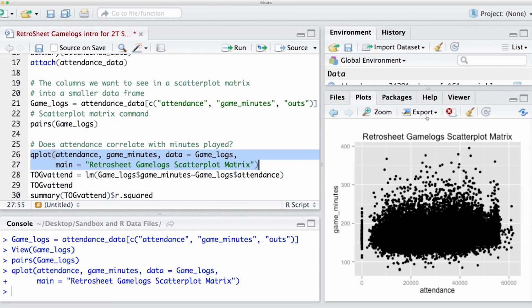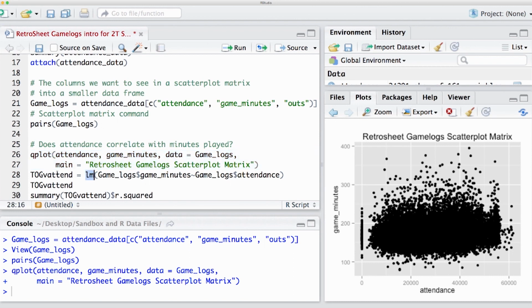If we want a higher resolution copy, we can export it. Y-axis is game minutes. X-axis is attendance, and you can see the range of attendance all the way out to 60,000. And this doesn't look like there's much of a relationship between attendance and how long the game goes. So right away we'd say there's not much to explore there, but let's go through the other commands here.